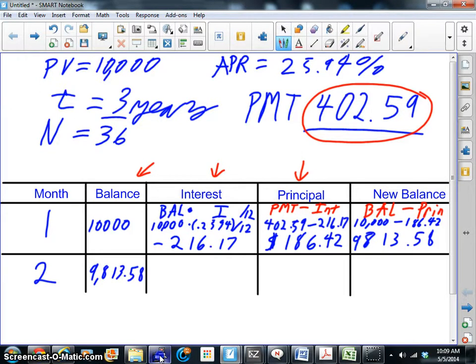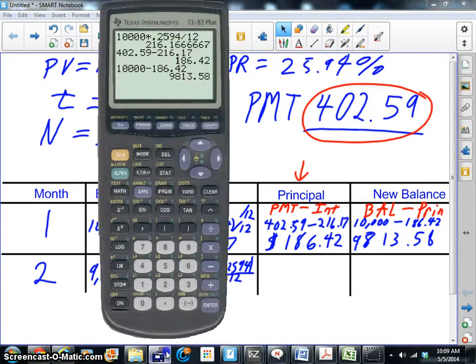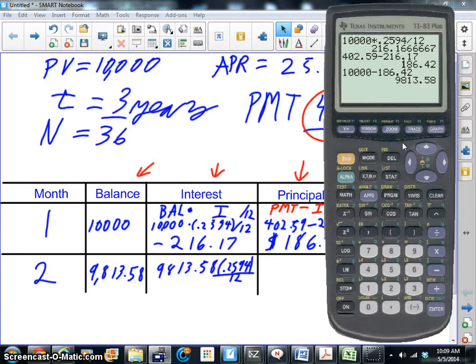Then we start the whole process over again. So right here we take 9,813.58 times 0.2594 divided by 12. We do that again. So I'm only going to do this for 2 months, and then I'm going to show you one more way of doing it using the computer.